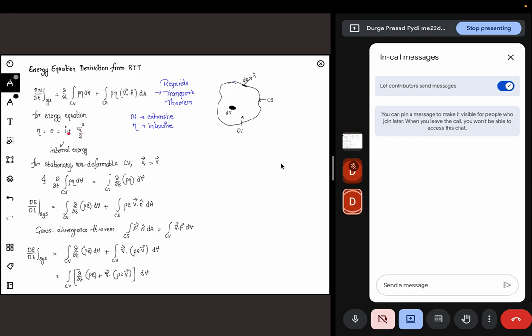Now, when we have the kinetic energy and the thermal energy, if we substitute that into the Reynolds transport theorem, we have the total energy dE/dt of the system given by the rate of change within the CV, followed by whatever is going out and coming in. And here, if you see, there is V_R, and here we changed it to V.